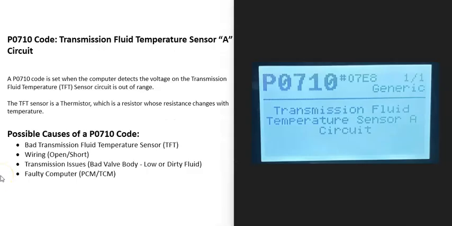So today I'm talking about a P0710 code, what it is and how you can go about fixing it. And so what is a P0710 code? Well, it's a transmission fluid temperature sensor A circuit. And so what does this mean?